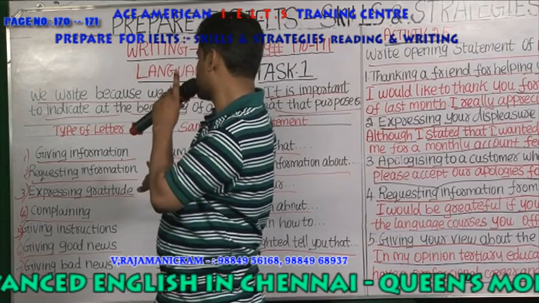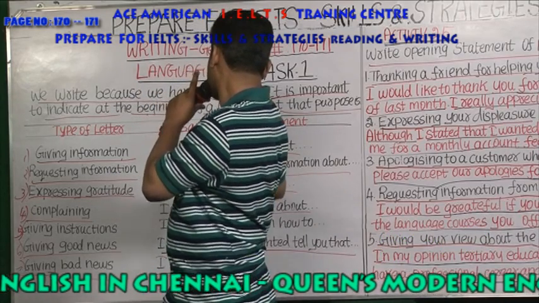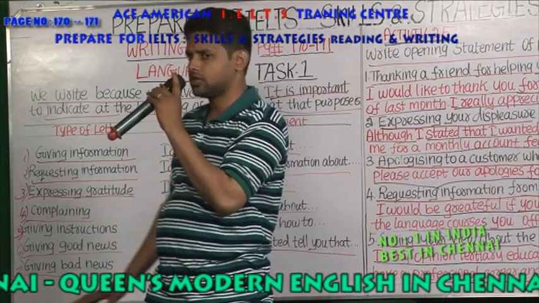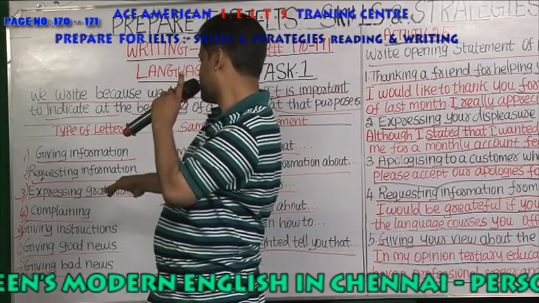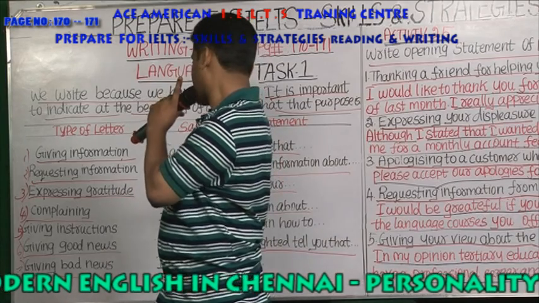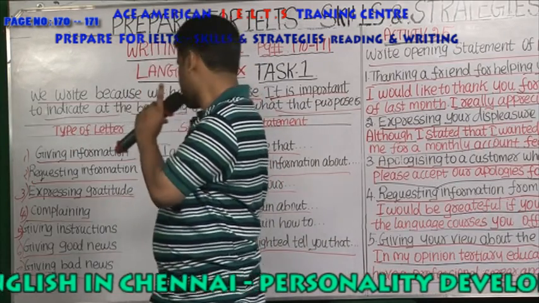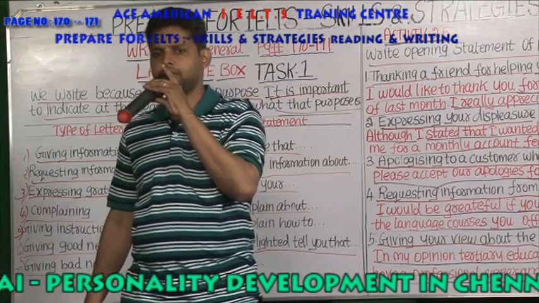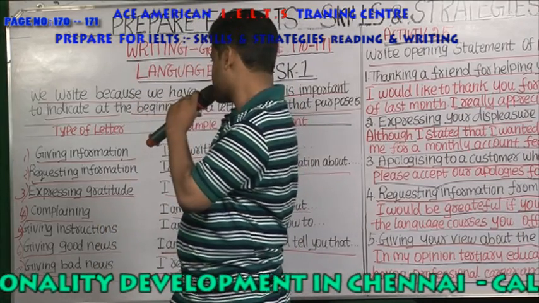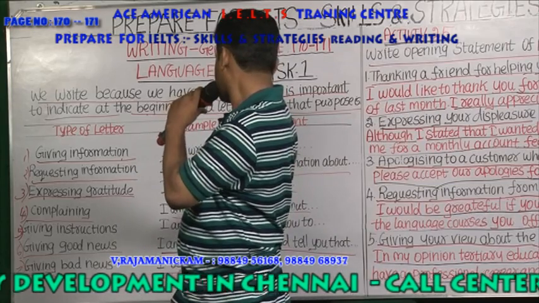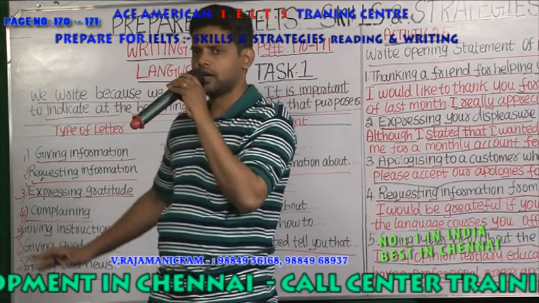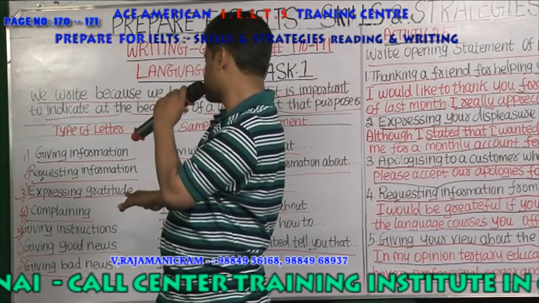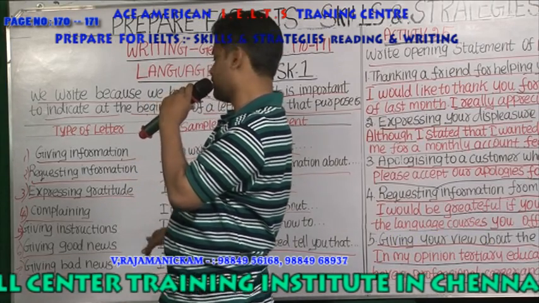Secondly, it is requesting information: I'm writing to request information about this is a starting point. Then expressing gratitude: I really appreciate your cooperation with regard to this. Then complaining: I am writing to complain about this. Such a statement is there. And giving instruction, giving good news, and giving bad news.